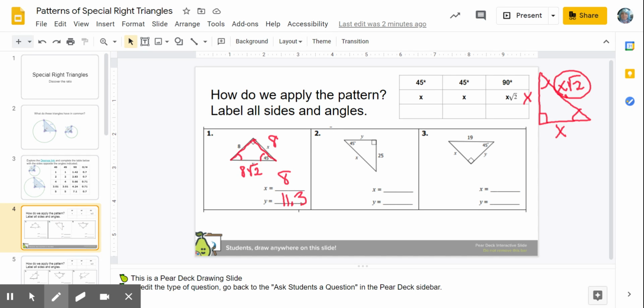So again, in number 2, I've got that 45-degree angle, which means my other angle is 45 degrees. That means it's isosceles. So which side is also 25?